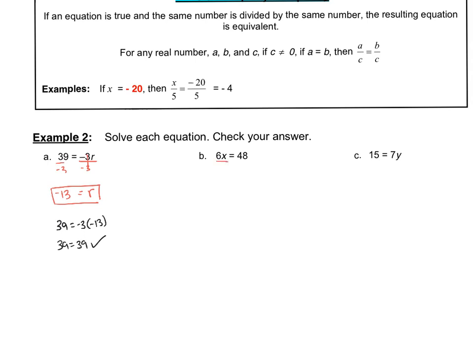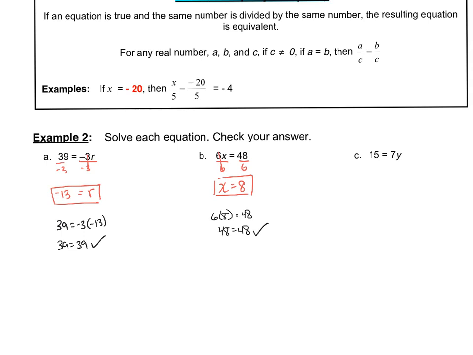Next one, 6x equals 48. x is being multiplied by 6, so I'm going to divide by 6. So x equals 8. Check my work. 6x, so I'm putting 8 there, is equal to 48. 48 equals 48. That's correct.